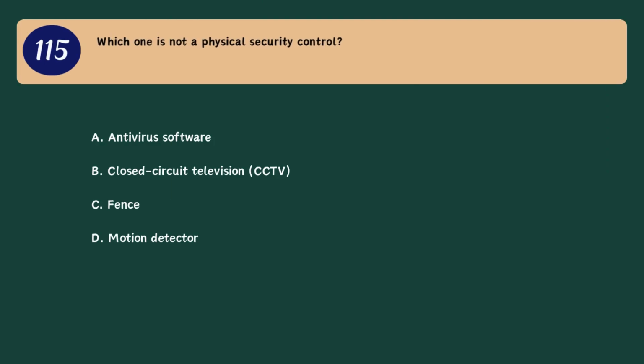Question 115. Which one is not a physical security control? A. Antivirus software. B. Closed-circuit television. C. Fence. D. Motion detector.